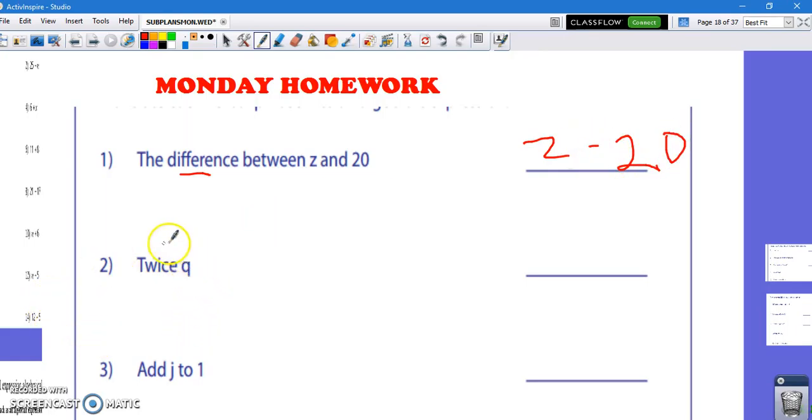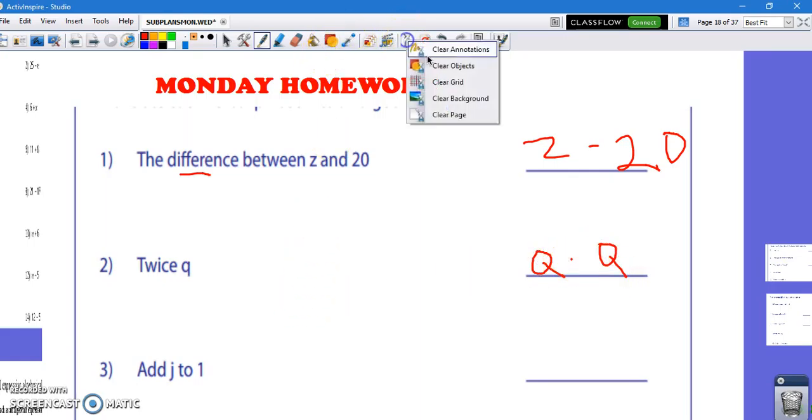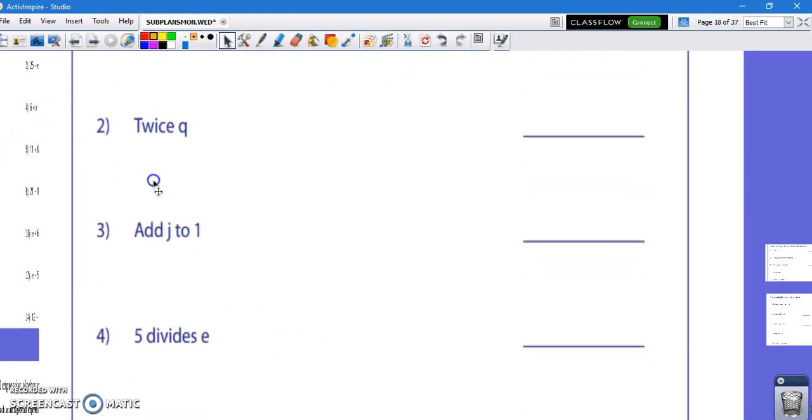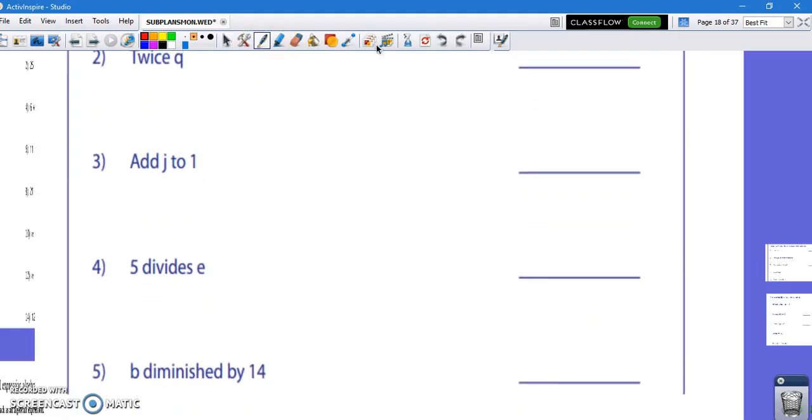Not too bad. Twice q. Twice is how many? It's 2 times. So you have 2 q's. You could put it like this, okay? Or better yet, we can keep it like this as an exponent. Doesn't that also mean twice q? Yes, it does. Your next one is add j to 1. Okay, so I have 1, and I'm going to add j.